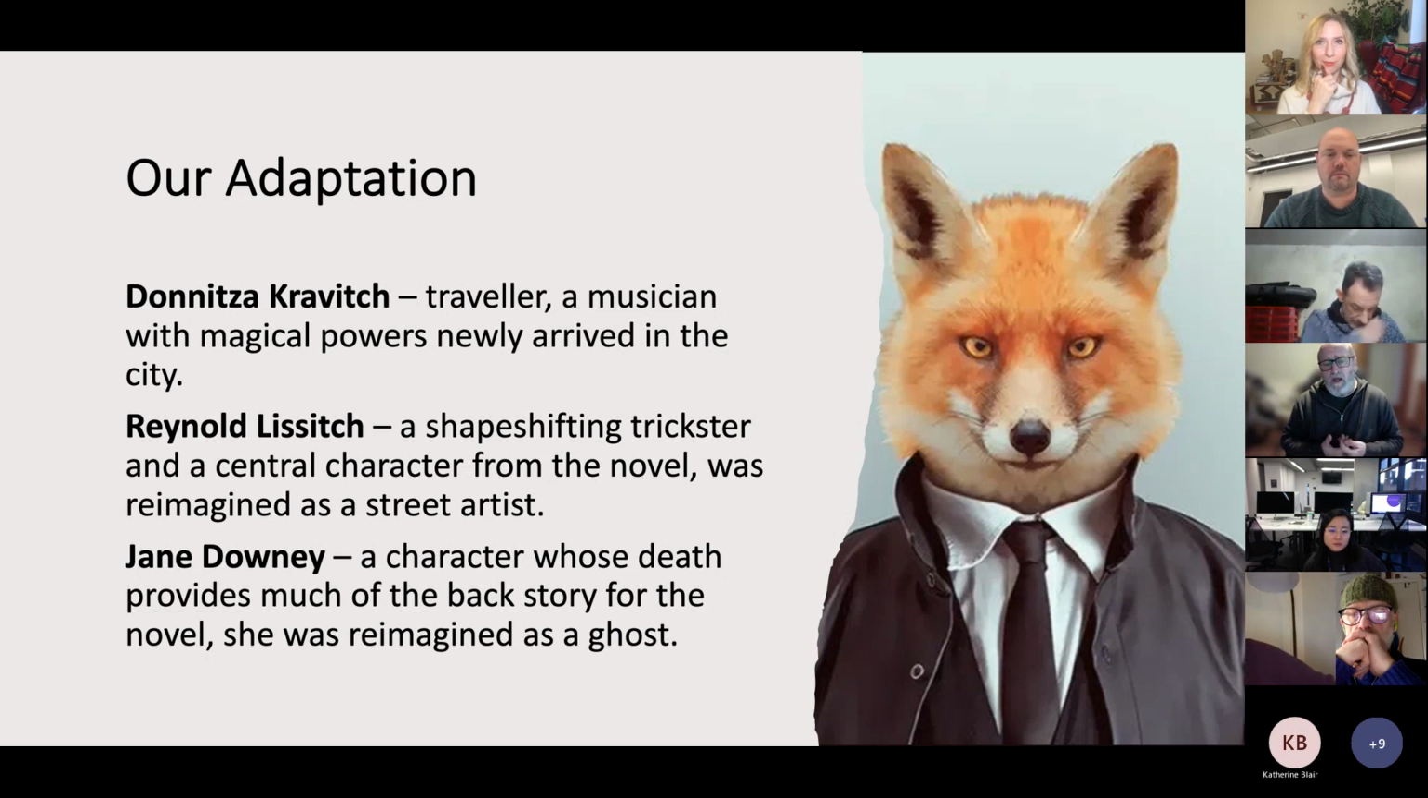And then there was a final character who in the novel you never meet, because it's her death 20 years before in the novel that sets up much of the backstory. And so we brought her back into our story, but reimagined her as a ghost.